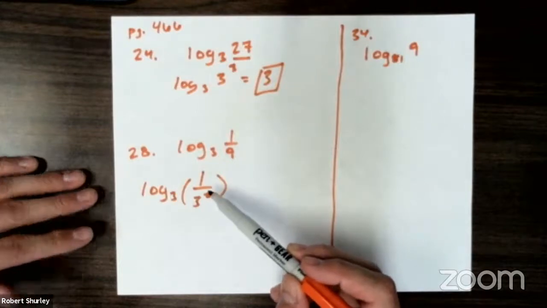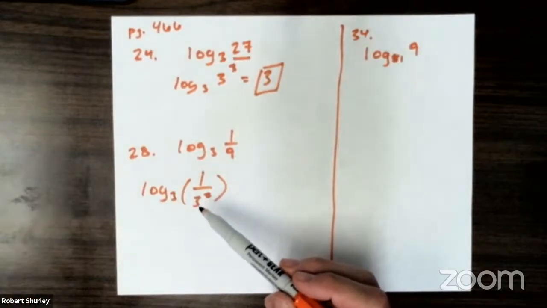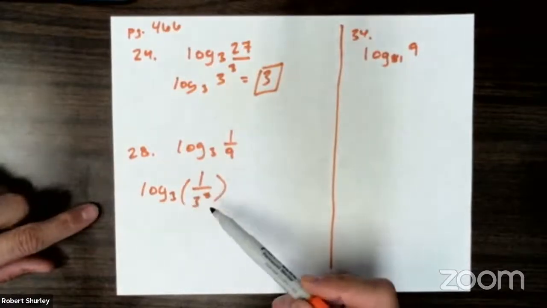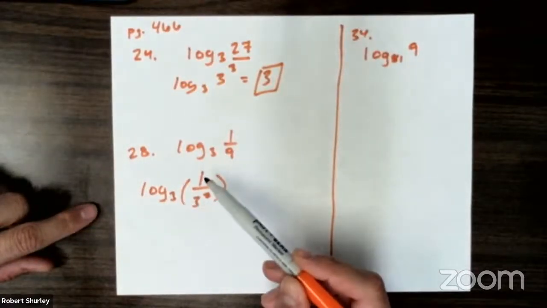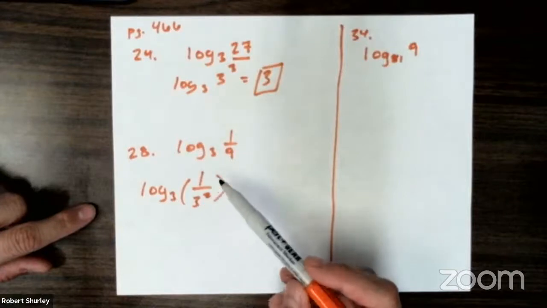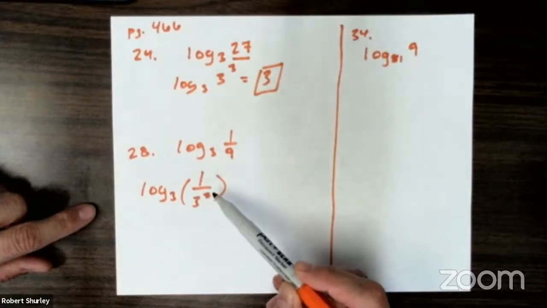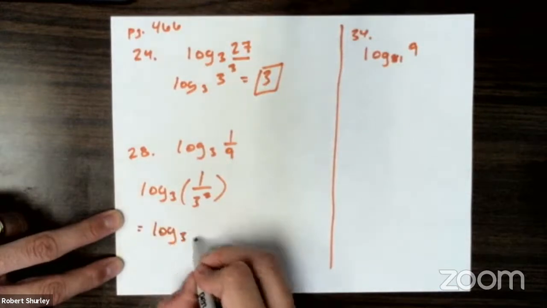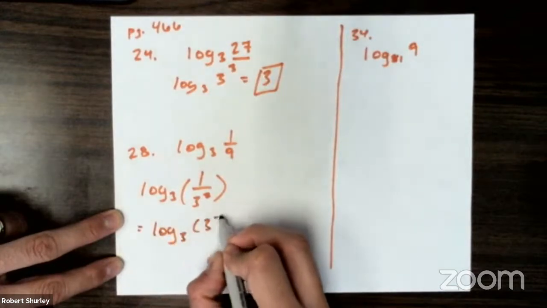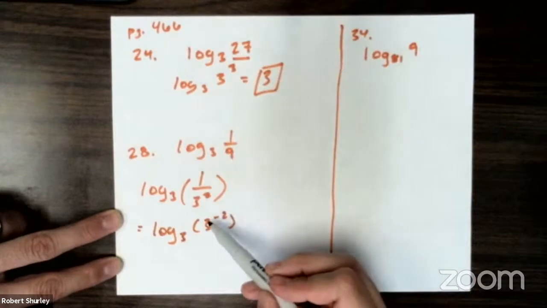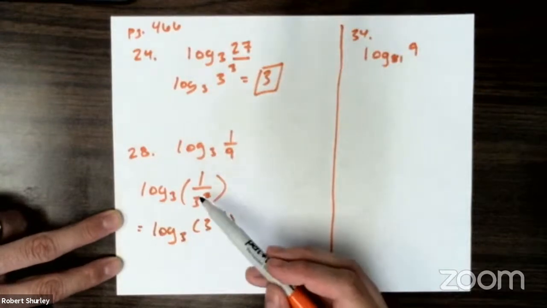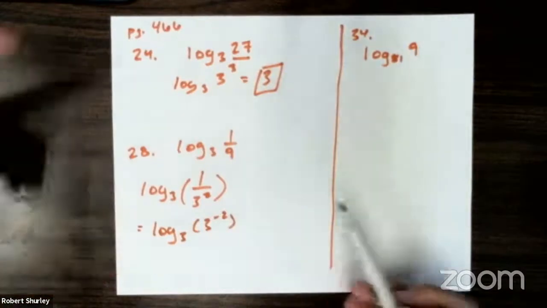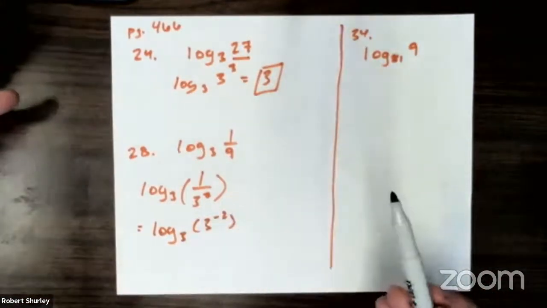And if you've taken a prior algebra class, you've learned how to move exponents from denominators to numerators and vice versa. And the way to do that was actually negating the exponent. So log base 3 of 3 to the negative 2. 3 to the negative 2 is 1 over 3 squared, which winds up simplifying into 1 over 9. It's not the easiest question. That's what I'm going over.